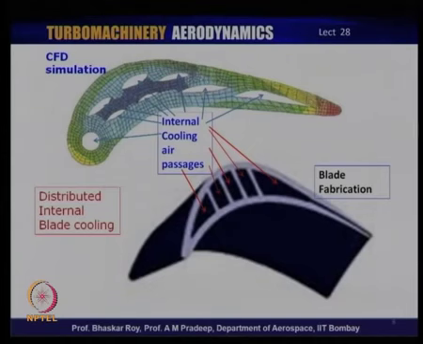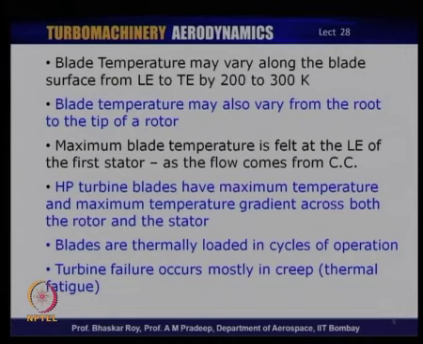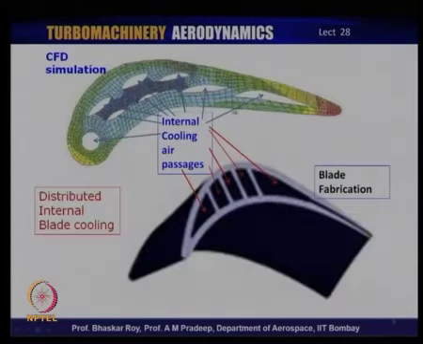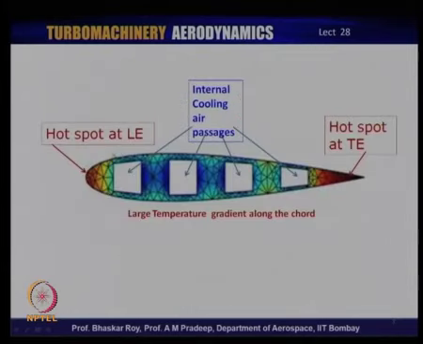Now, what we see is that the blade temperature may vary along the blade surface from leading edge to trailing edge by almost 200 to 300 degree K. That is a very large variation to cater to, which means that temperature over here or over here may be 200 to 300 degrees more than the temperature over here, and the temperature is varying all along the blade surface. Now, this requires cooling technology which would cater to the amount of cooling required here, here, here and here.